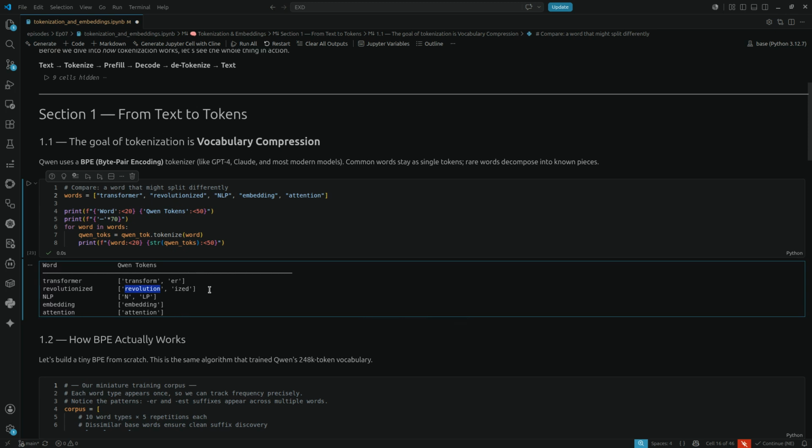So you're already beginning to get a sense that it's useful to split words into their base forms and their modifiers, right? So transform is a base form, and transformer is a thing that transforms. Or a revolution is this great transformation, and revolutionized is what you call something that has undergone this revolution. So how is this done? How does Qwen do this for any potential word that you may send its way?